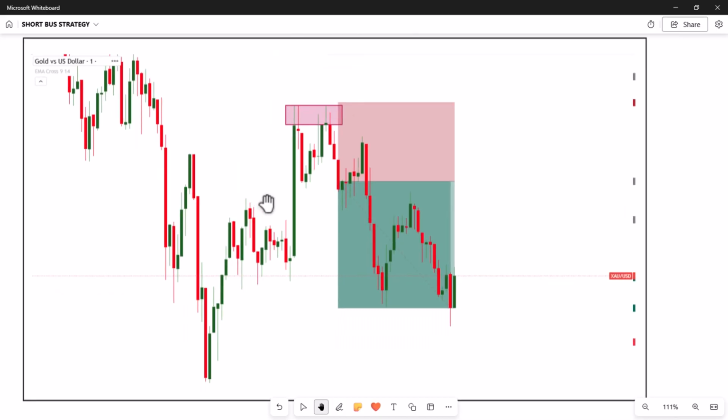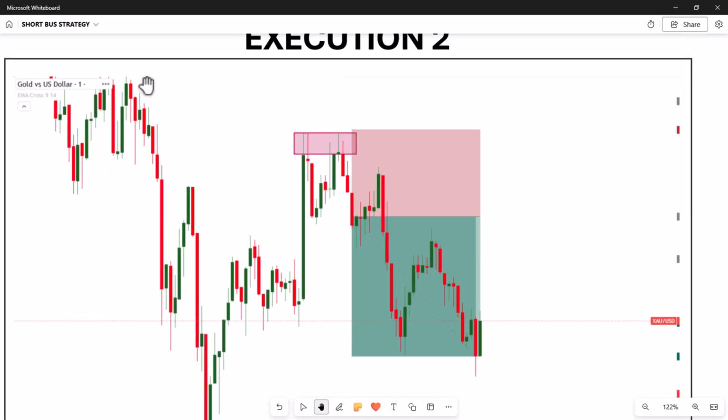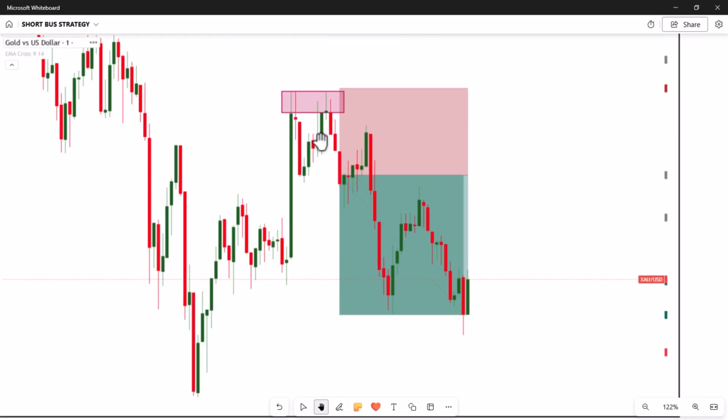Now, when I was actually taking this screenshot, I realized that we had another entry model just above here. I'll try my best and explain it just after this. I'll show you a video example of this. You can see another entry model, right? What are we having just above here?